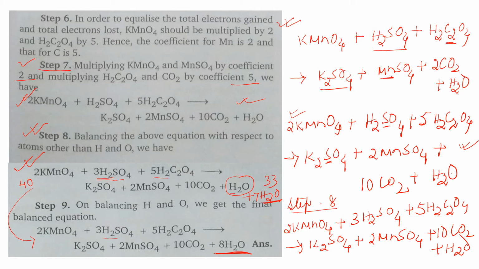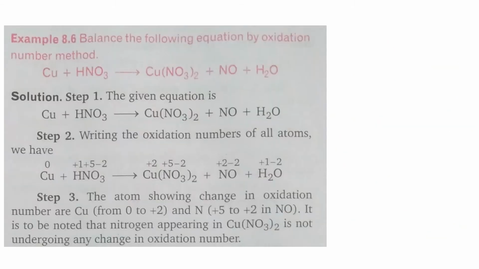You will not be able to balance this equation. Am I clear to you? Now balance the following equation by the oxidation number method. Copper plus HNO3 gives copper nitrate, Cu(NO3)2, plus NO plus H2O. Now again you can see there is HNO3, that means it is in the acidic medium.